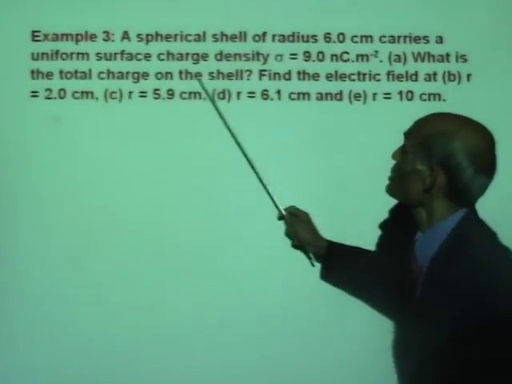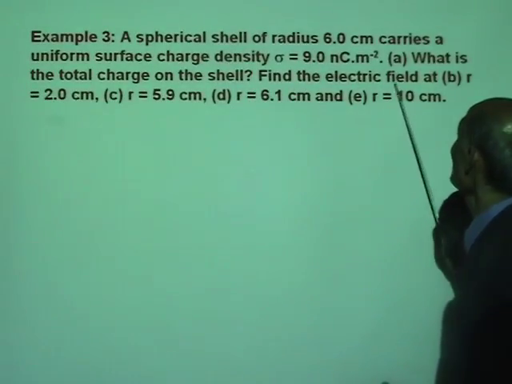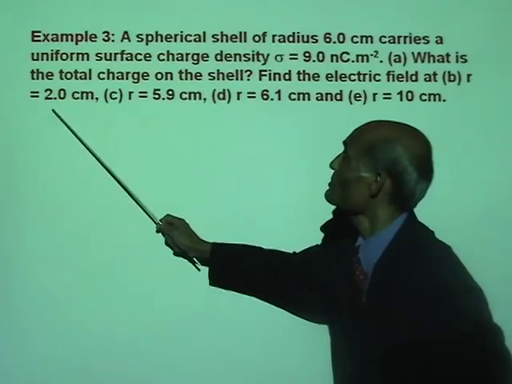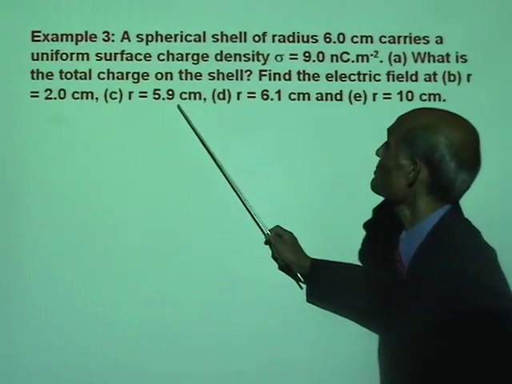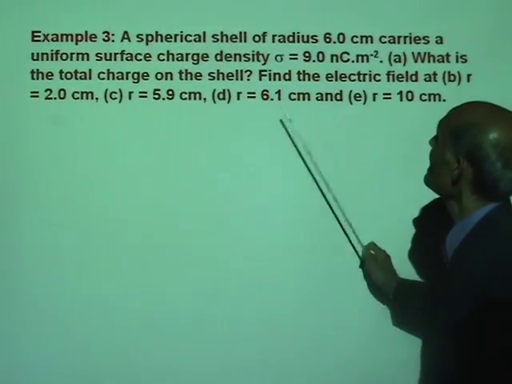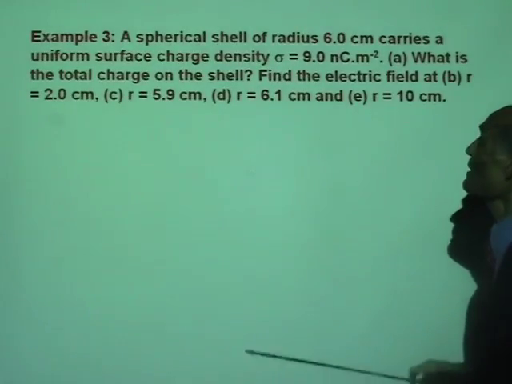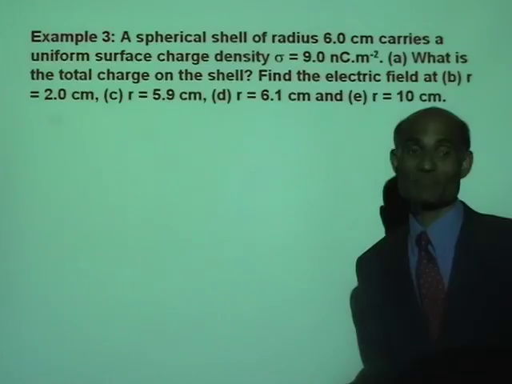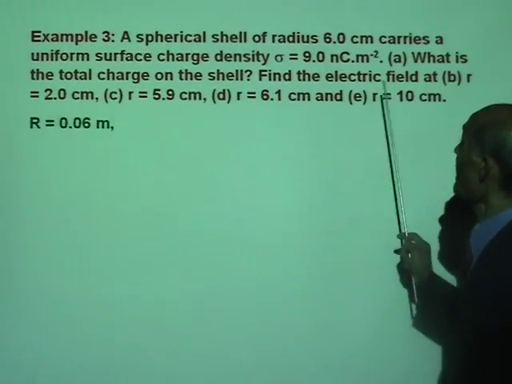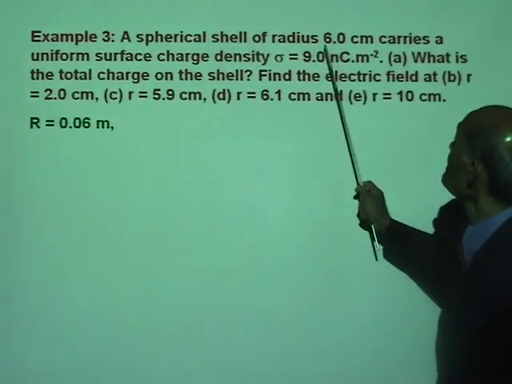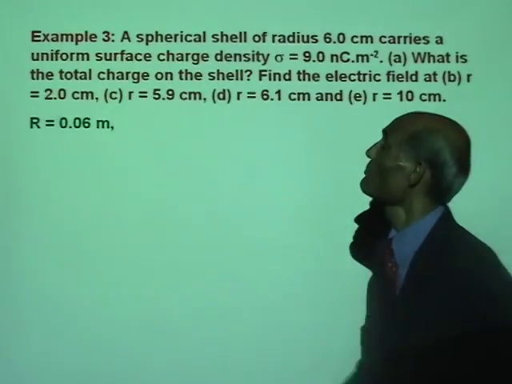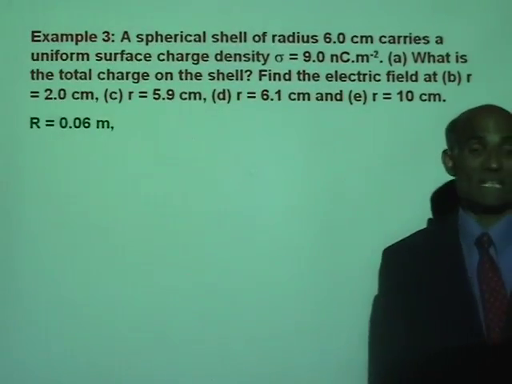What is the total charge on the shell? Find the electric field at r equal to 2 cm, r equal to 5.9 cm, r equal to 6.1 cm, and r equal to 10 cm. Well, what's the first one? We got the radius of the shell is 6 cm, which means 0.06 meter.